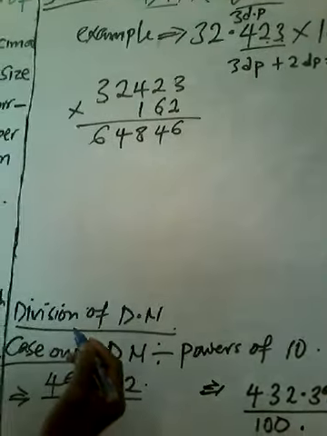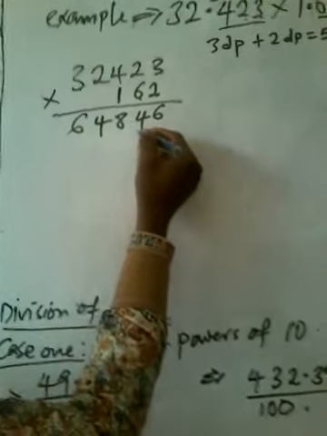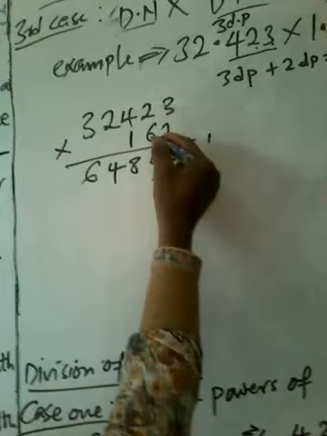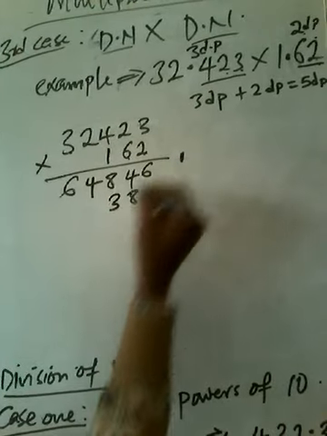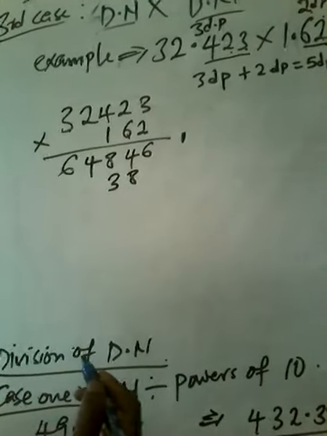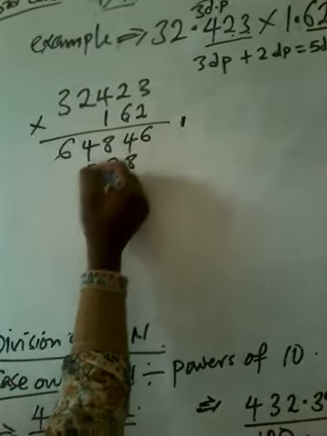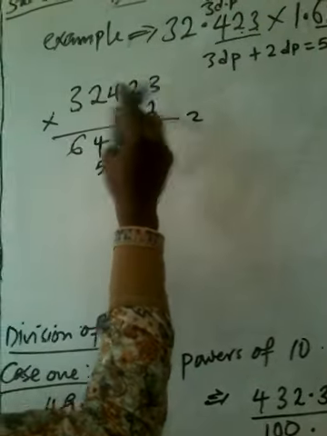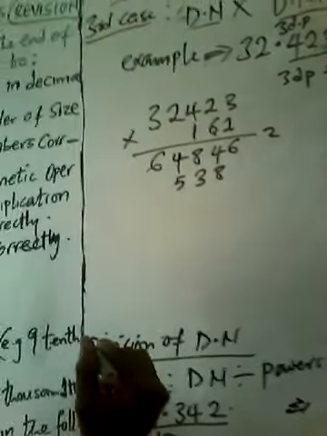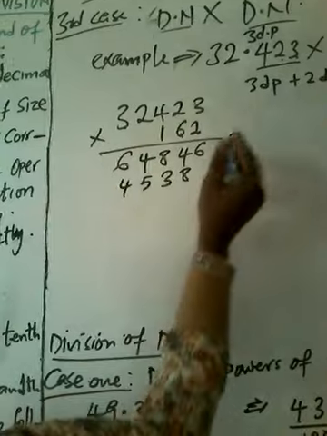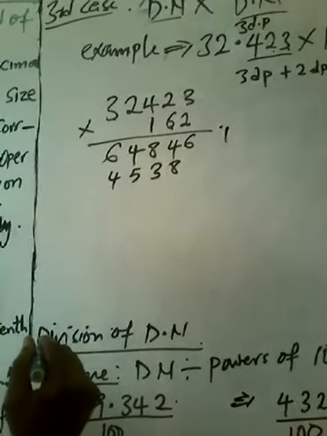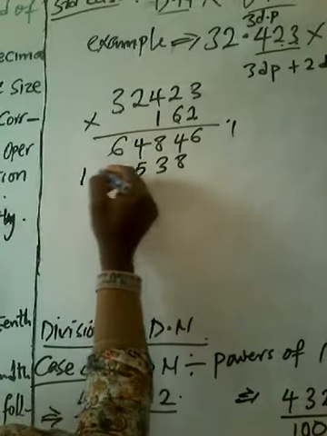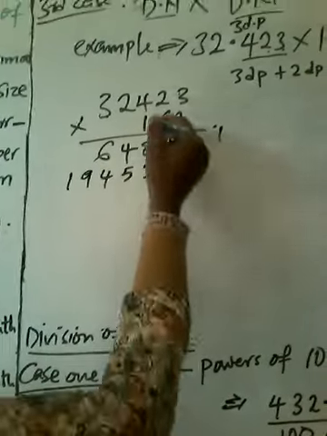Multiply with 6. 6 times 3 will give you 18. You keep 1. 6 times 2 will give you 12 plus 1, 13. You are still keeping 1. 6 times 4 is 24 plus 1 is 25. You are keeping 2 this time around. 6 times 2 is 12 plus 2 is 14. You are keeping 1. And 6 times 3 will give you 18. 18 plus 1 is 19. Write the whole 19.